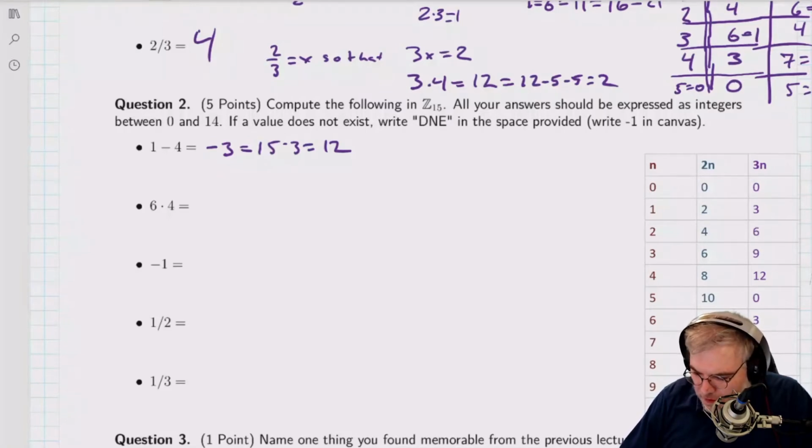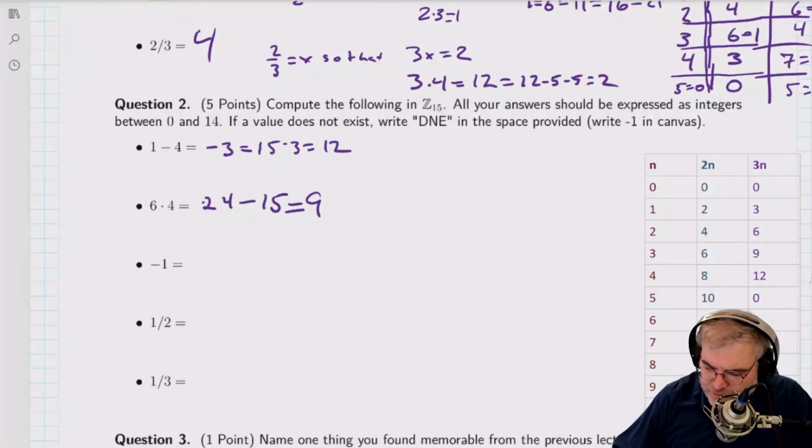6 times 4. All right, so there are a couple of ways of doing this. As I said before, you can think of it as 24 and then subtract 15 off that, and you wind up with 9. That's one way to do it. You could do the circle with 15. It's a little bit long. And negative 1, of course, if I go 1 back from 0, I get 14. All right. How do we feel about those three, 1 to 5?